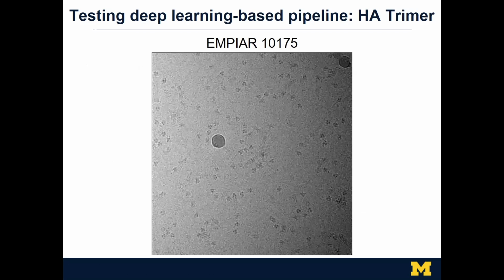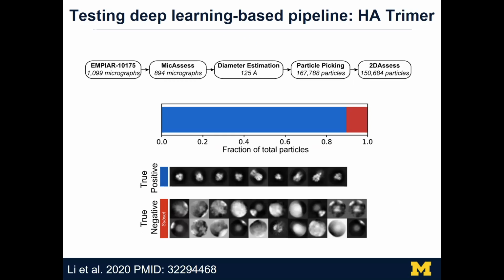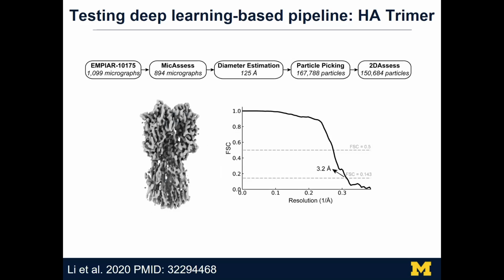The second benchmark data set is H trimer, and this is also an Empire data set. It has over 1,000 micrographs, and MicAssess correctly identified almost 900 good micrographs. Then it correctly found all the good 2D class averages. It identified 90% of the picked particles as good particles, so in the end, it outputs about 150,000 particles. Still, we do just 1 round of 3D refinement in CryoSPARC using the particles output by the pipeline, and we can get a 3.2 angstrom structure.